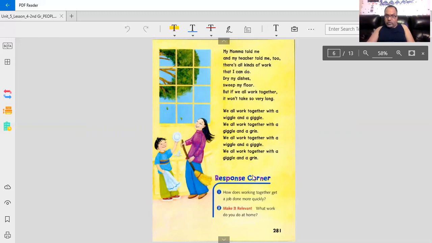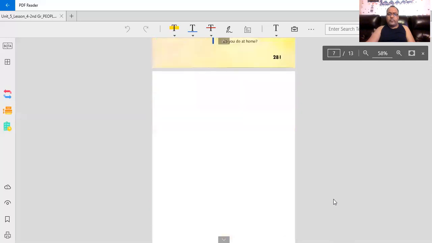How does working together get a job done more quickly? What work do you do at home? Think about those things. What work do your parents make you do at home? And if your parents are not making you do any work, then you should really start asking your parents, Mom, I want to help. How can I help you? Or if you see your mama or your daddy cleaning the table, you help them clean the table. You help them wash dishes. You help them throw away the trash. Those are things you can do. You help them clean the restrooms, clean the shower. Everything. You can lend a helping hand and everything can get done quicker.